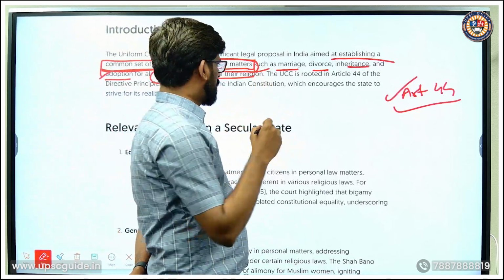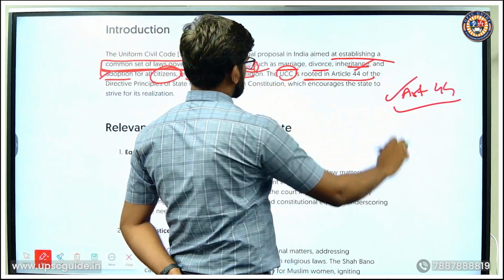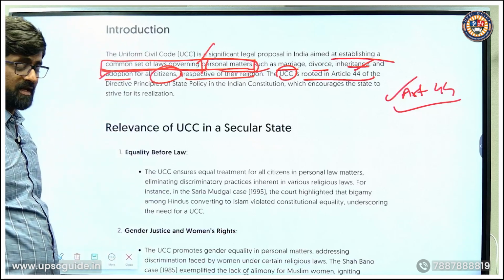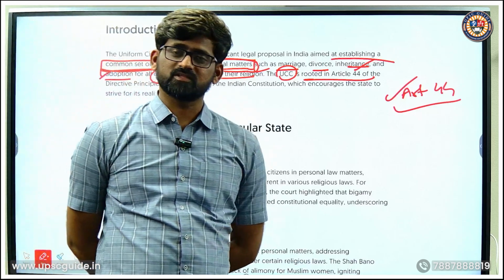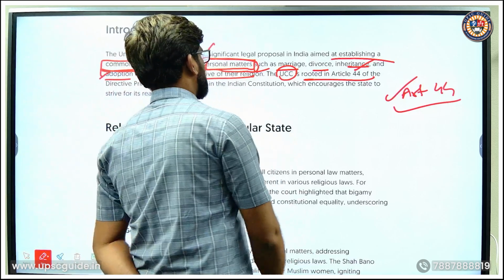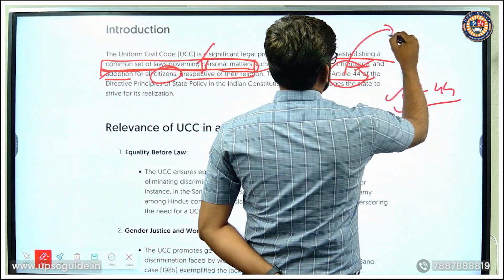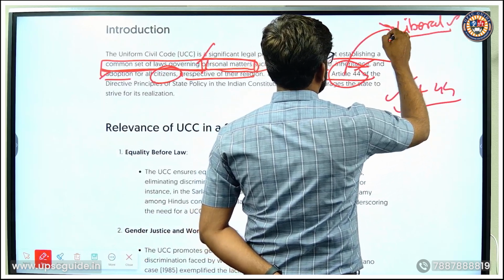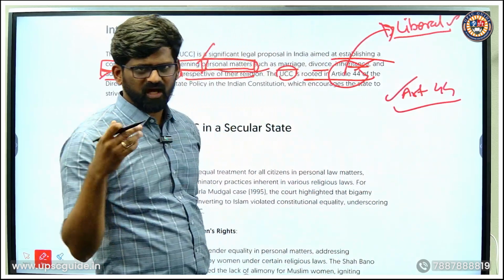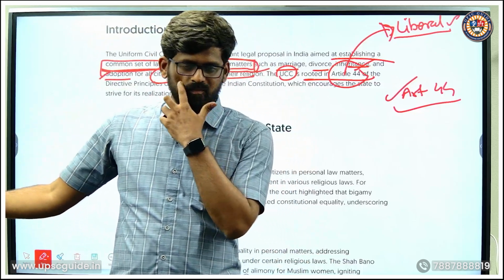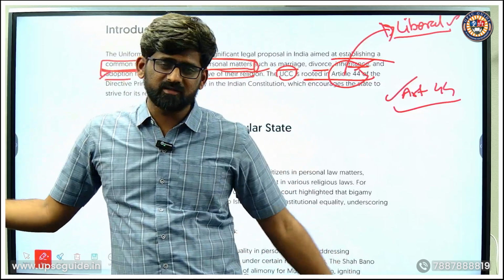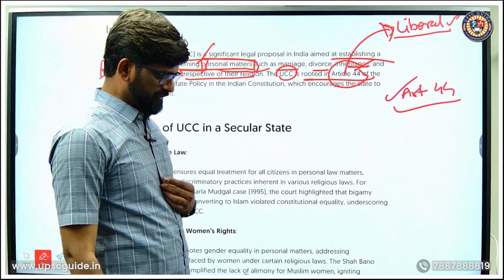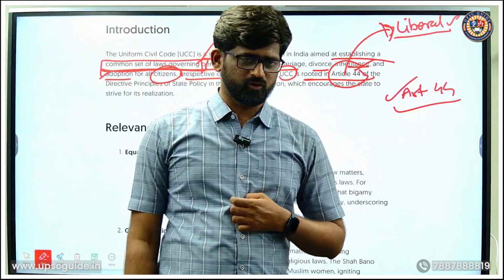So as already told you, UCC has its roots in Article 44 in the Directive Principles of State Policy, which encourages the state to strive for implementation of the uniform civil code. We know that it is a liberal principle. We know DPSPs are of three types: the socialist DPSPs, the Gandhian DPSPs, and the liberal DPSPs. It is one of the liberal DPSPs that has been included in India's constitution.